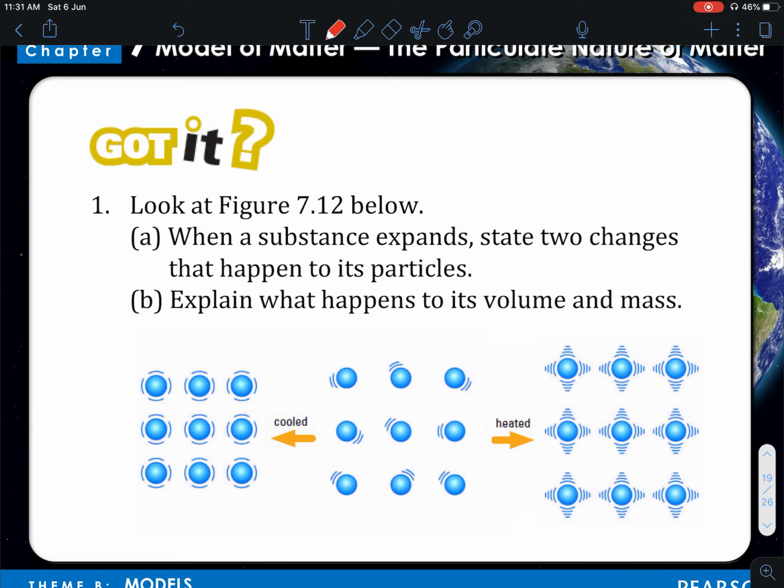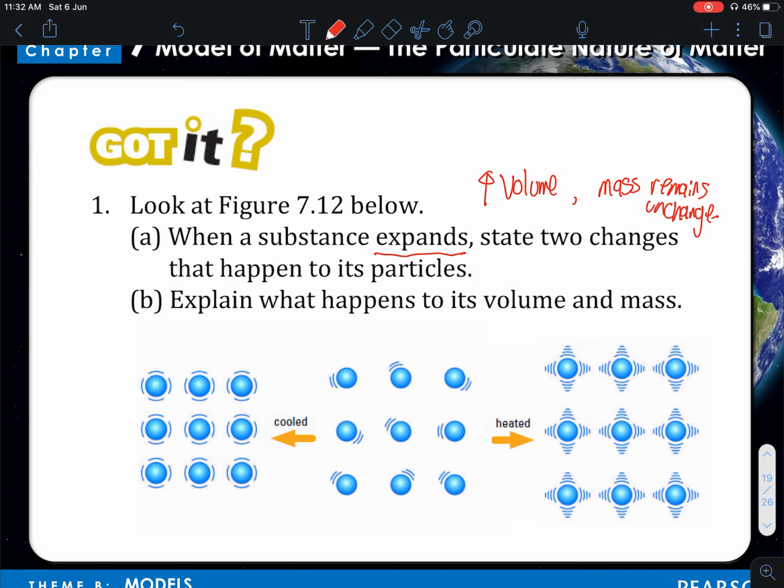So let's look at this question, just to have a better understanding of what we went through. First of all, when a substance expands, what are the two things happening to its particles? Number one, the volume increases, because you see down here they are saying expand. The second thing is the mass remains unchanged.